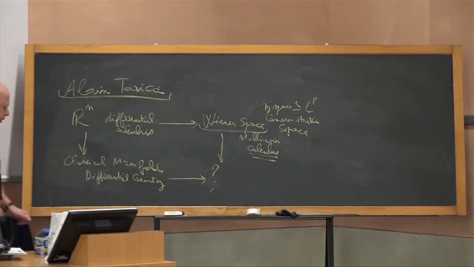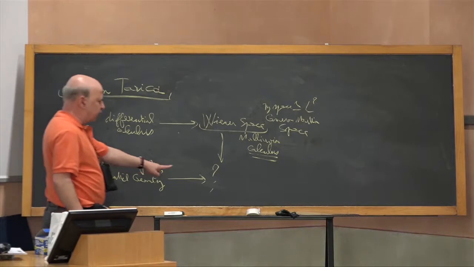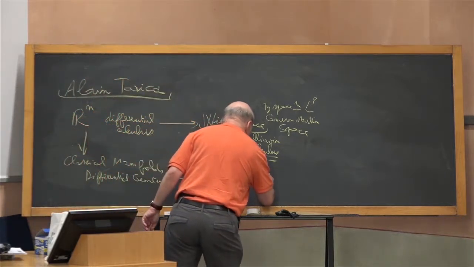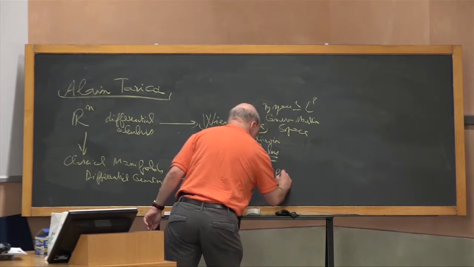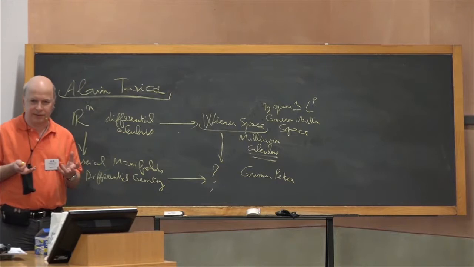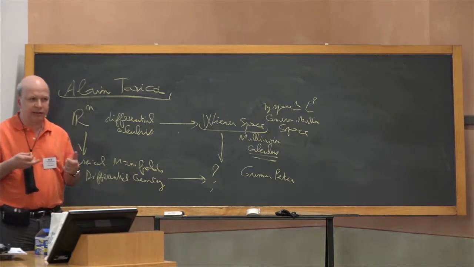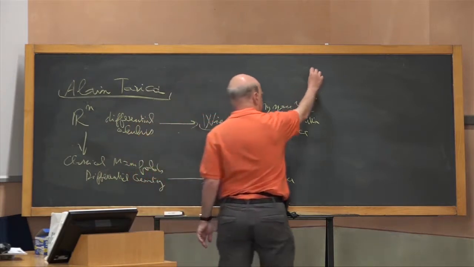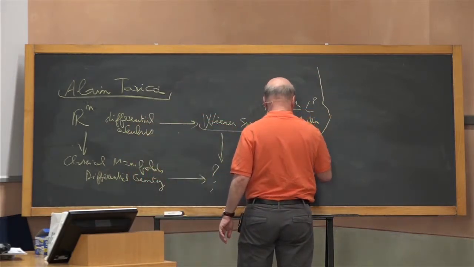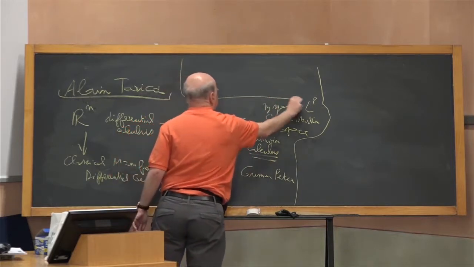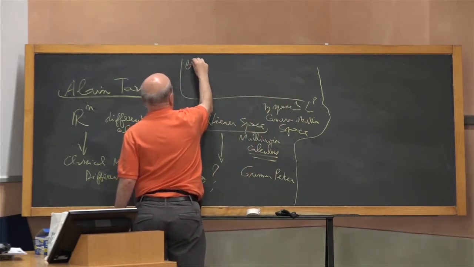An attempt to try differential geometry was done by Gunnar Peter. He defined diffeomorphisms, tangent map, etc. But there is a problem. Failure.